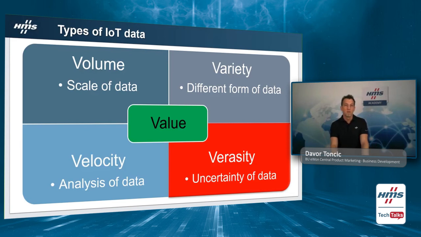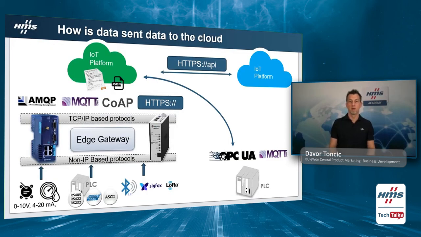So looking at how we get the data into the cloud, most of the cloud platforms require some sort of IP, TCP/IP based protocols to get the data into the cloud. And so we need to have some sort of gateways that convert this non-IP based data. That could be from, for instance, a sensor, or some serial interface on a PLC, or Bluetooth or something similar, and then convert that into protocols like AMQP, MQTT, or some HTTPS communication into the platform.